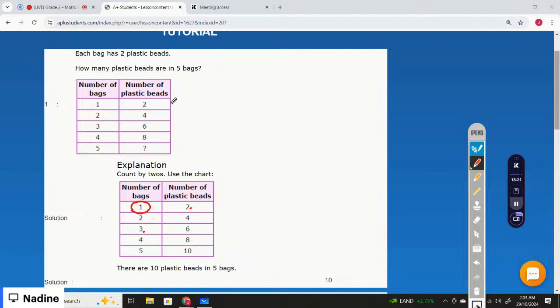So every time you add two. 2 plus 2 makes 4, 4 plus 2 makes 6, 6 plus 2 makes 8. So for the next time, you need to add 2 to 8. So 8 plus 2 makes 10. Got it? So that means there are 10 beads in 5 bags.